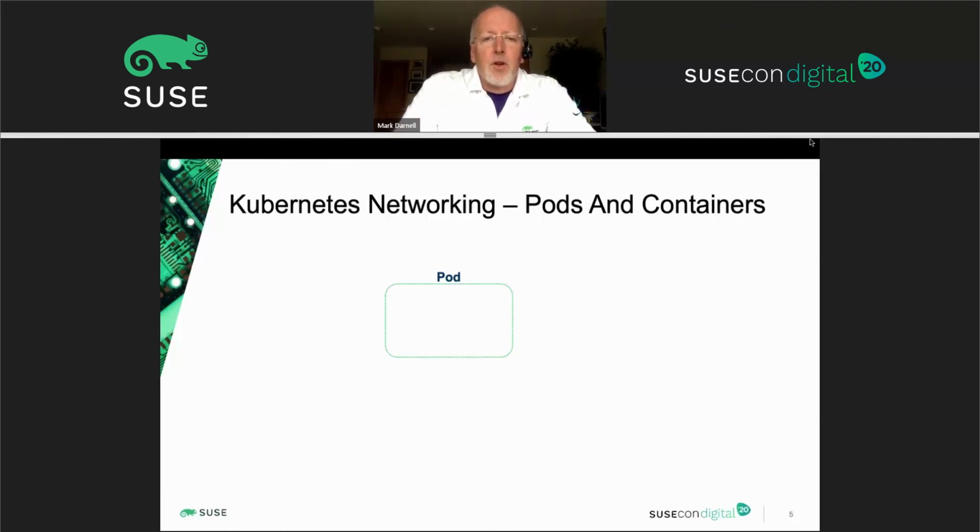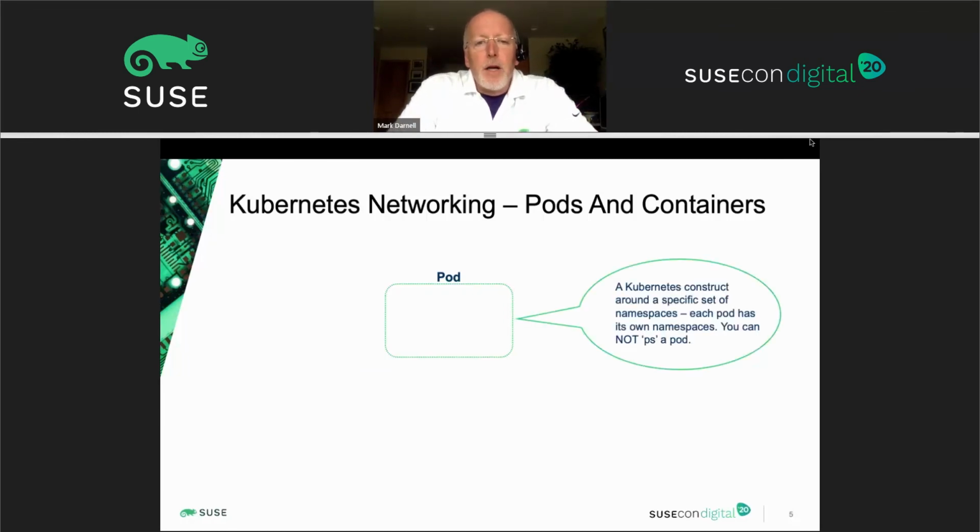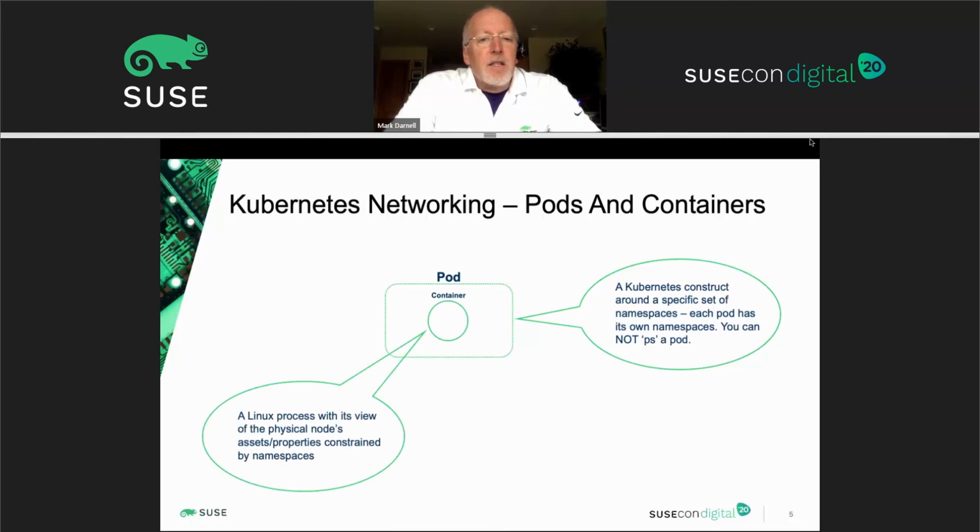Now, let's delve a little bit more into pods and containers. A pod is a Kubernetes construct around a set of namespaces. We will be drilling into that more momentarily, so I'm not going to go into that in depth right now. Just simply know you can't ps a pod like you can with a Unix process, because a pod is a set of namespaces that you can ls, you can find them in the file system, but a pod is a Kubernetes construct. In addition, a container is a Linux process running inside a set of namespaces, or a pod.